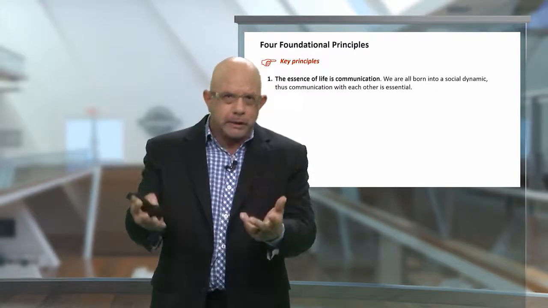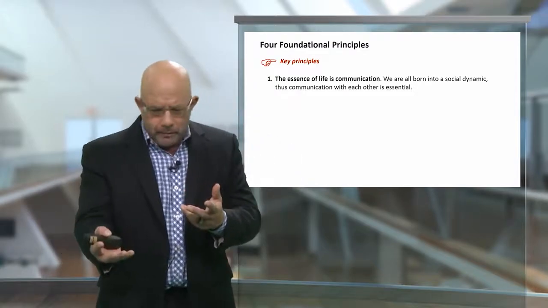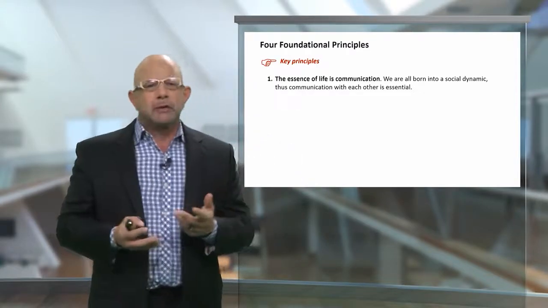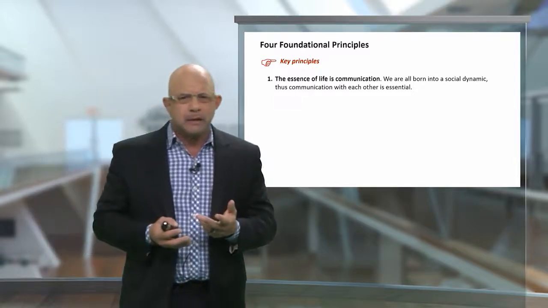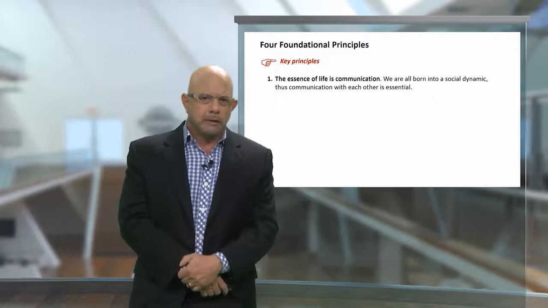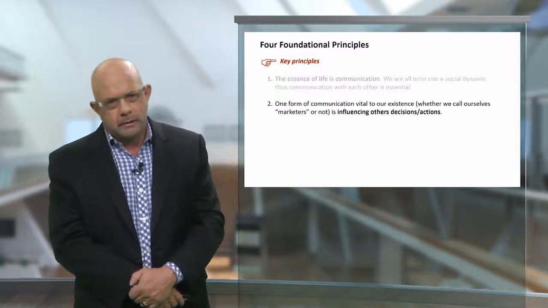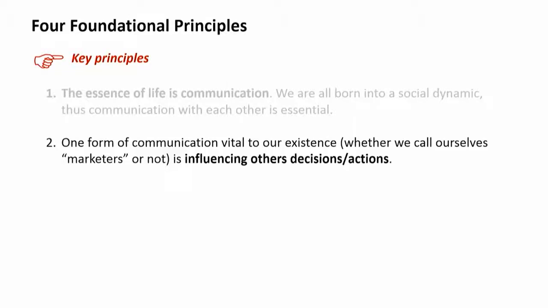And we're born into this social dynamic. And so for one organism to effectively survive or thrive in society, there is a requirement for some form of communication back and forth. This is natural. As a general rule, we all experience this. And one form of that communication is particularly vital to our existence. It's the ability to influence the choice of others.